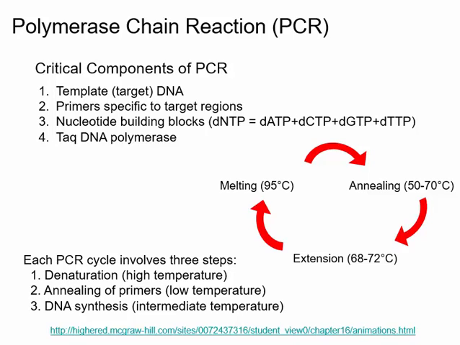And so you need these four things. You need your template target DNA. You need those primers that are specific to the region you're interested in. You need those building blocks, the nucleic acids that are going to be added as you're making new strands. So your ATP, CTP, GTP, TTP. And then you need that enzyme, Taq DNA polymerase, that can withstand the heat. And here's that cycling. So melt, separate the strands, primers bind, and then make a copy. Melt, primers bind, make a copy, etc.